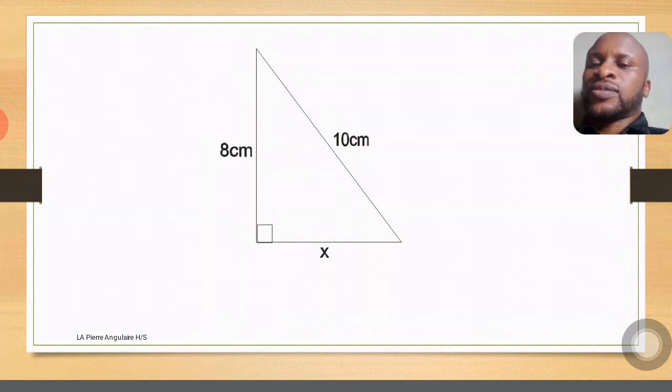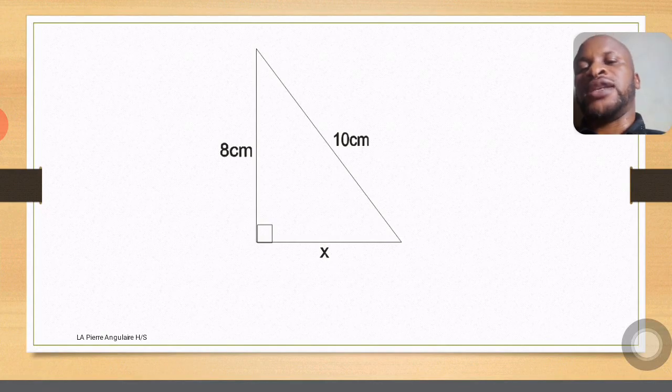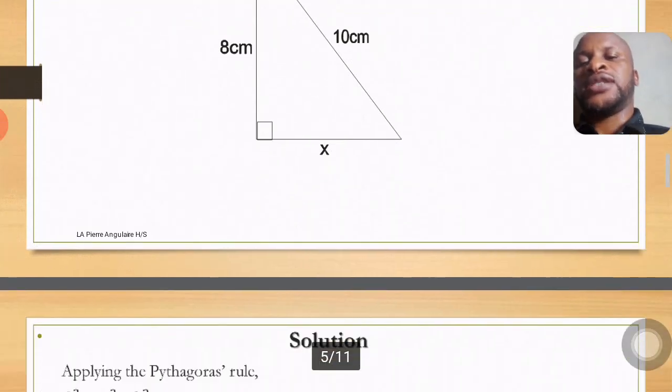Okay? Now, if I may ask, what formula are we going to apply on this? The answer is Pythagoras rule. That is Pythagoras rule. Okay? So the longest side in my triangle is 10. So 10 represents the hypotenuse, while x and the 8 centimeter side are the adjacent sides.